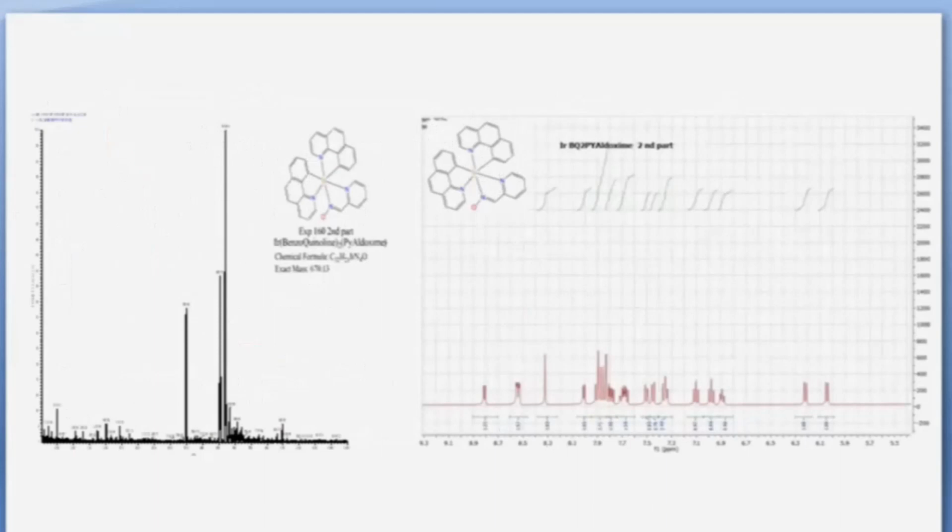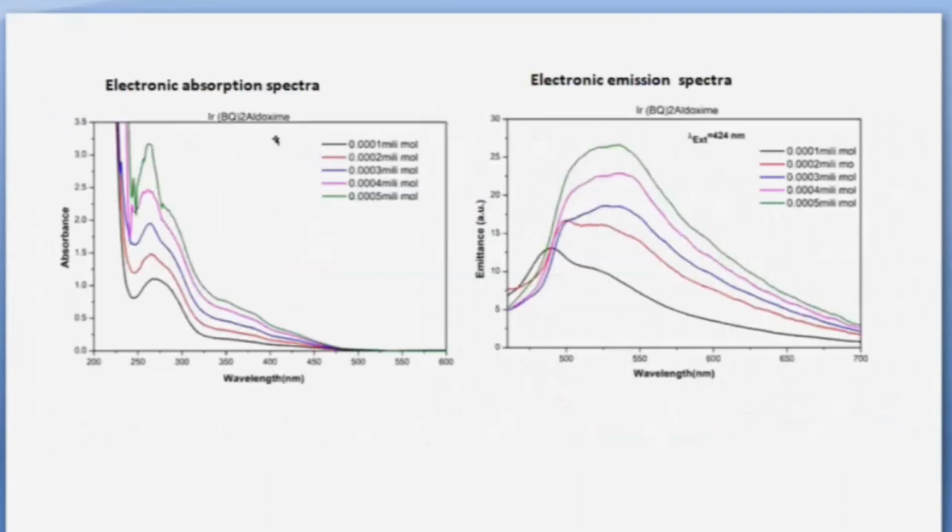After establishing its structure, I evaluated its fluorescence property. This is the electronic absorption property. With an increase in concentration, its absorption increases, and here also a peak is obtained due to ligand to metal charge transfer. Upon excitation in this region, I get the luminescence spectra. This is the luminescence spectra. With increasing concentration, its luminescence increases. So it is a good luminophore. It can be used in OLED.